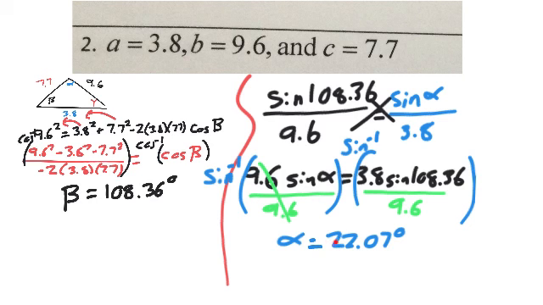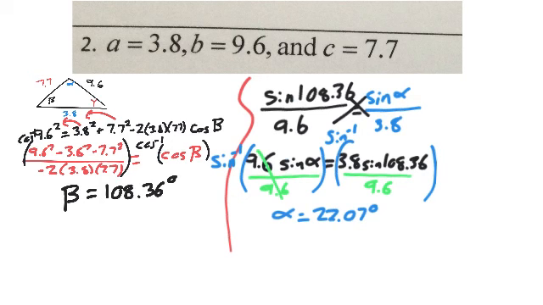So again, when we find an angle using sine, we always have to account for two cases. It could be in the first or second quadrants. So I know it's not going to be in the second quadrant though because beta is obtuse. So again, my second case is not going to be valid because it's going to give me something over 180. So this is the only valid case of alpha.